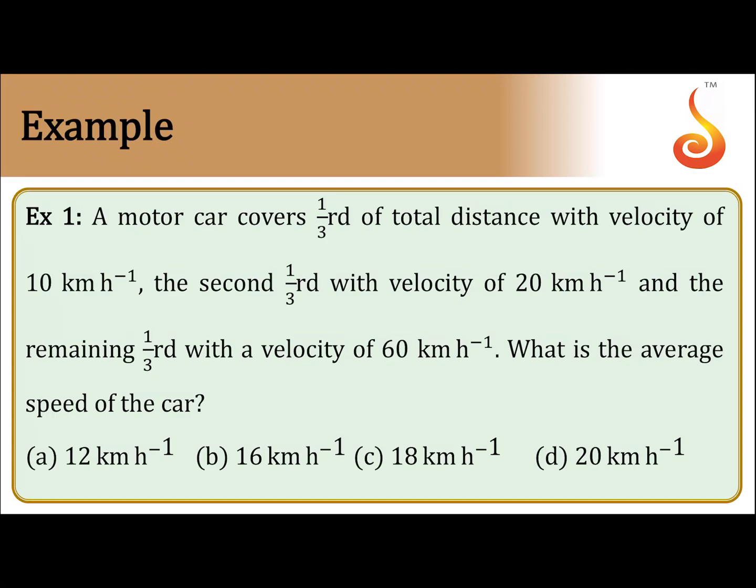Here is a numerical example based on this. A motor car covers 1/3 of the total distance with a velocity of 10 km per hour, the second 1/3 with a velocity of 20 km per hour, and the remaining 1/3 with a velocity of 60 km per hour. What is the average speed of the car? Let us show the construction here.